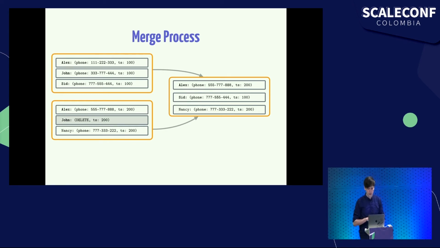The record with the key John gets deleted in the later SS table and gets discarded during the merge process and does not show up in the merged SS table. The other two entries are taken as is because they were not shadowed, so there was no overlap for these keys in these two tables.